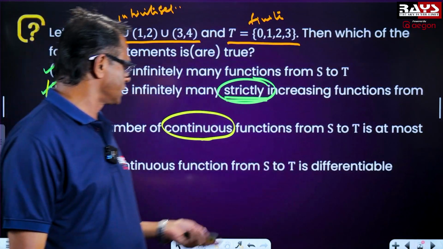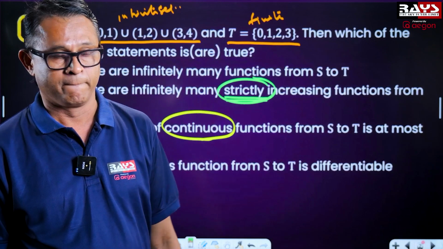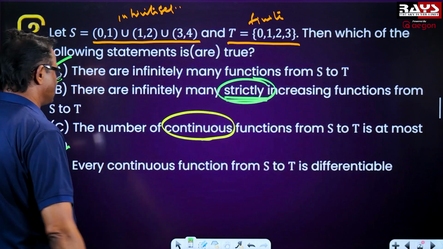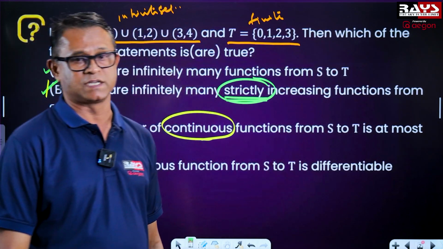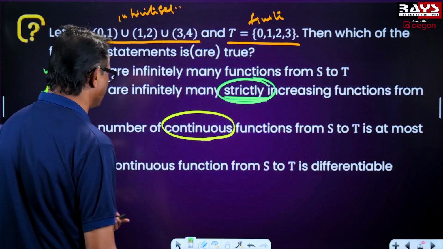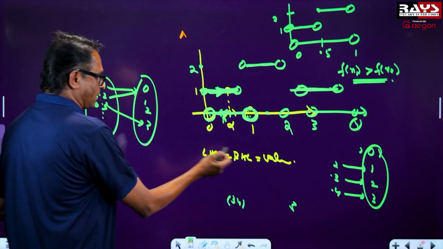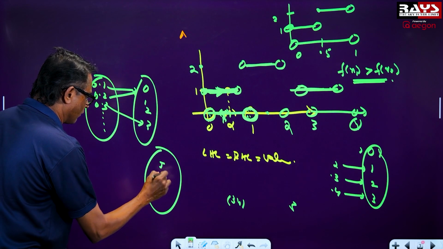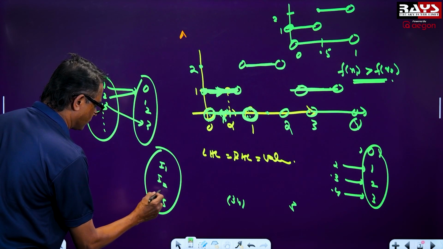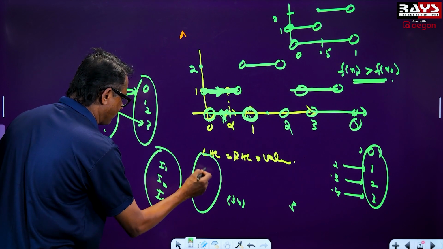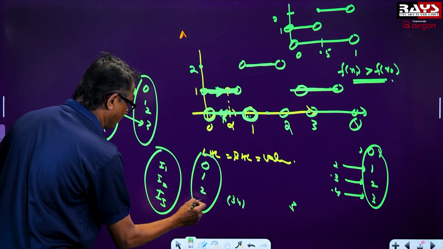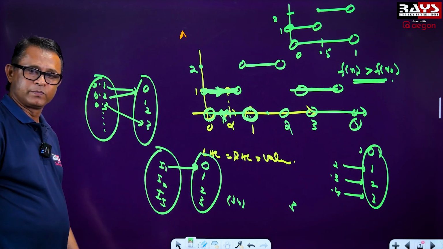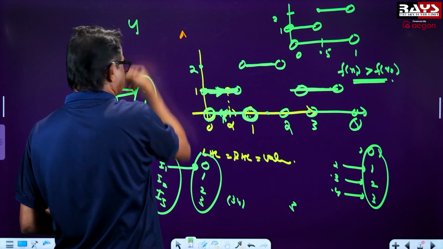Because every continuous function from S to T is differentiable. And now we can come to the third one, option C: the number of continuous functions from S to T is at most. Continuous function means, as I told you, suppose 0, 1, the first interval I1, the second interval I2, the third interval I3. This can be mapped in how many ways? Each can be mapped in 4 ways. I1 can be mapped to 0 or 1 or 2 or 3. That means I1 has got 4 ways.